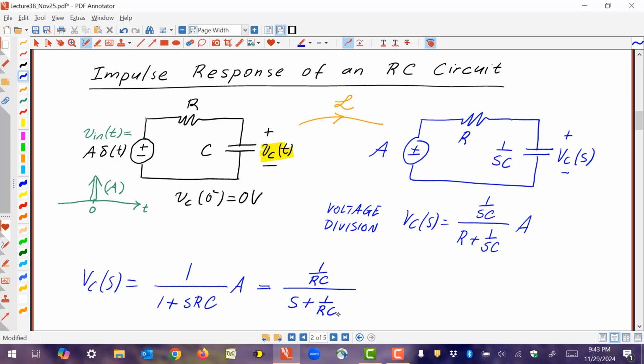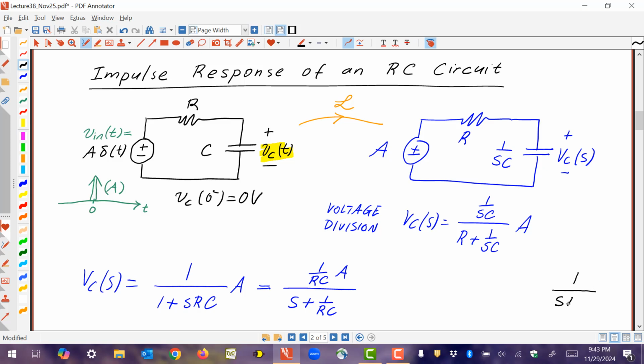Okay, so I just divide top and bottom by RC, and I get this. And of course, with a factor A, we can write that over here. So if we compare that to what we see in the Laplace transform table, we have something like this. I'll just write it here for convenience.